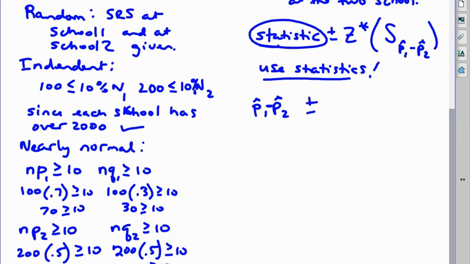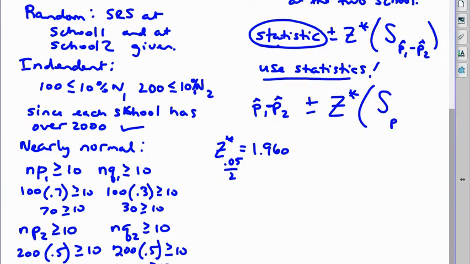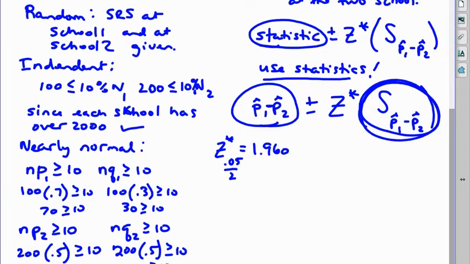And then I'm going to be adding and subtracting my critical Z, which I know for a 0.05 divided by 2, that's 95% confidence level. I know that's 1.960. So that's something that I've got memorized. And then here I'm going to have my standard error for that difference of my two proportions. Okay, so this value they gave me, this value I'm going to have to calculate. And so let's calculate that value so we'll have that.